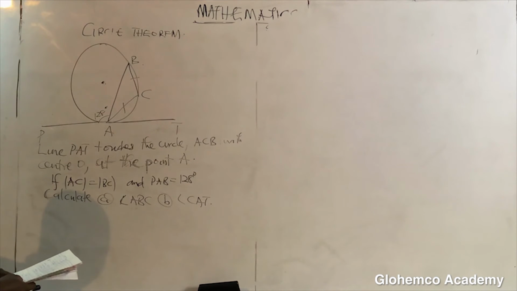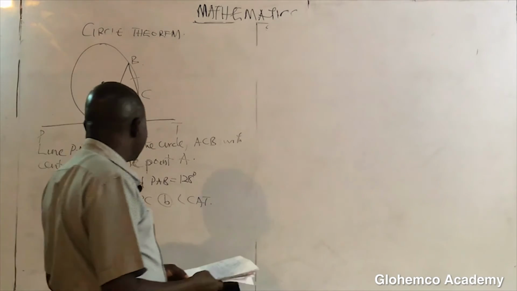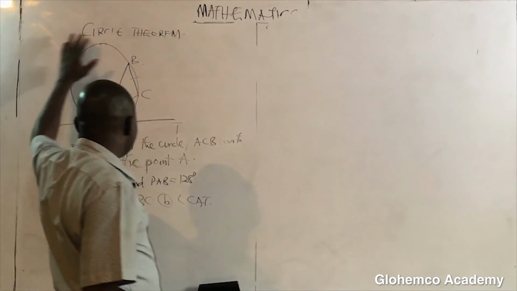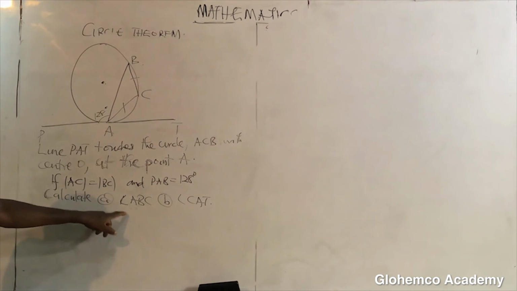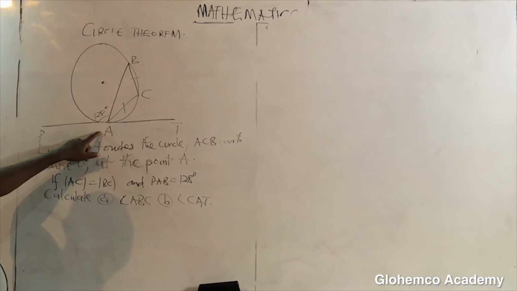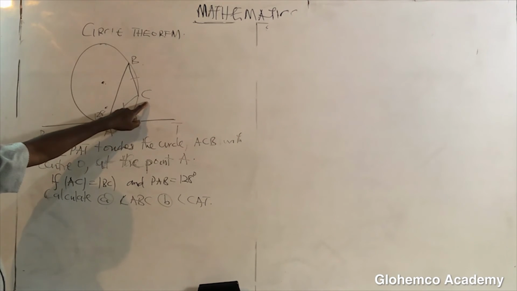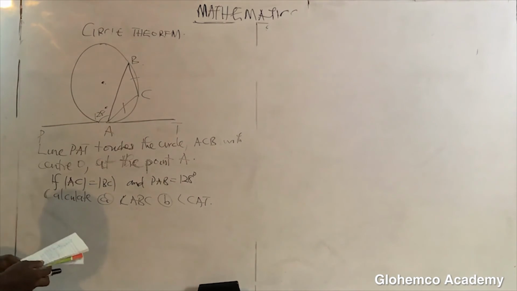All we need to do here is to understand what the question is talking about and then solve it. There are two things we have to solve here. We have to find ABC and we have to find CAT.